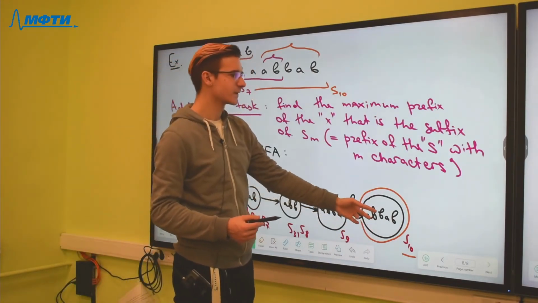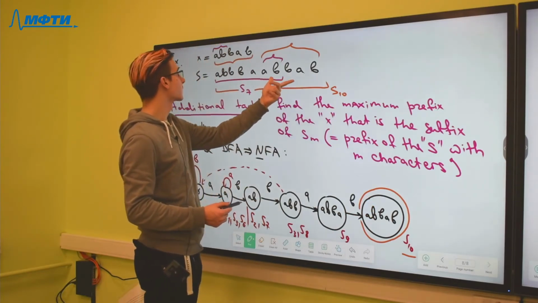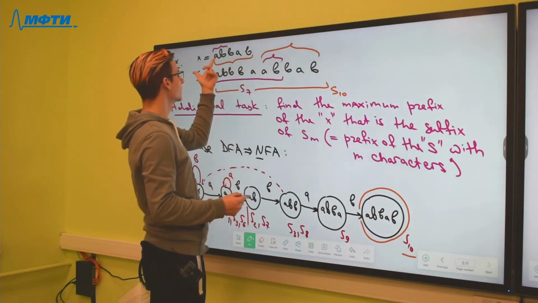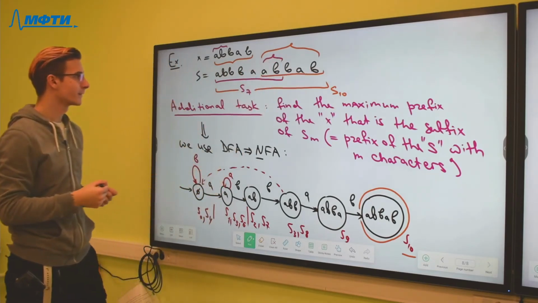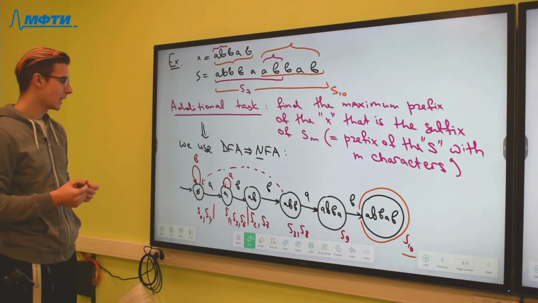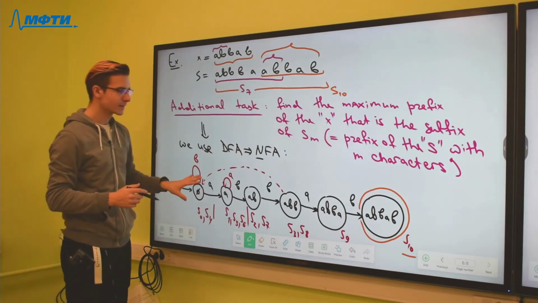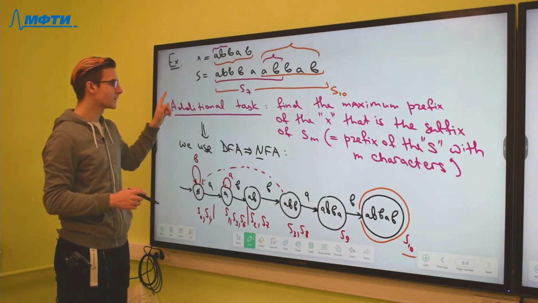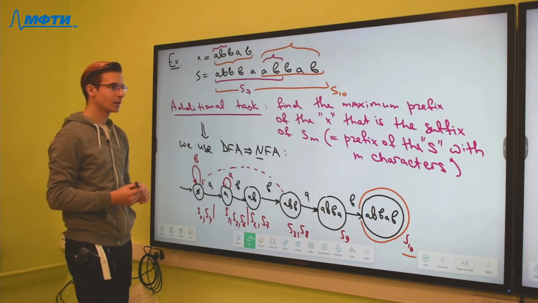So we say that the last 5 characters here are equal to X. So the substring of S equal to X is the last 5 characters. So if we have this finite automaton, we can find the answer for this additional task, and we can find the answer for the initial task.